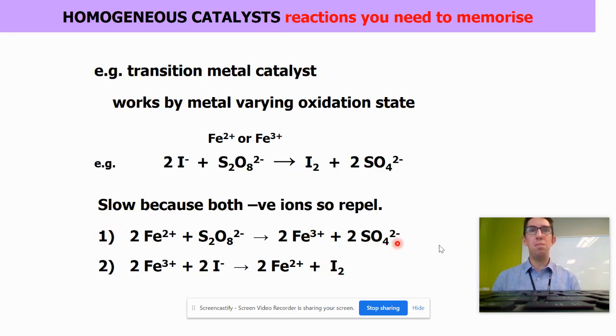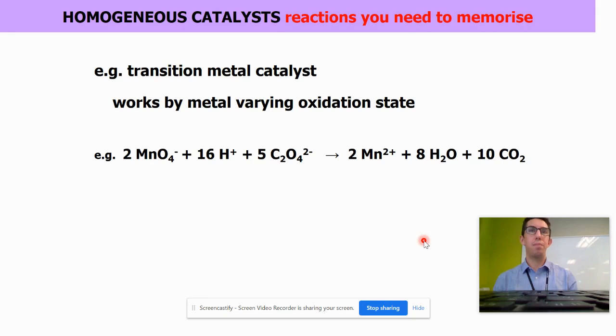Now you can see this one is called reaction number 1, but actually it doesn't matter. We could actually start with reaction number 2. We could start with iron 3+ getting reduced to iron 2+, or we could start with iron 2+ getting oxidized to iron 3+. So either one works as a catalyst. Again, you need to memorize this whole equation up here and both of these separate equations.